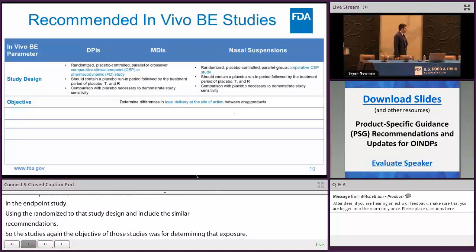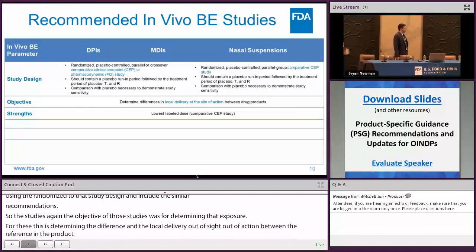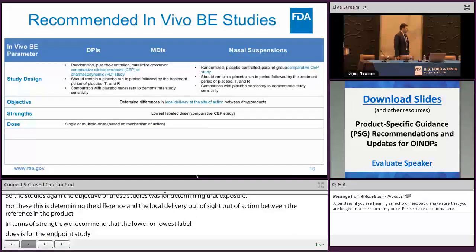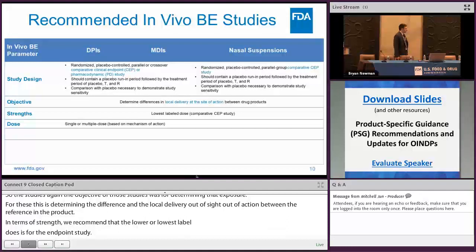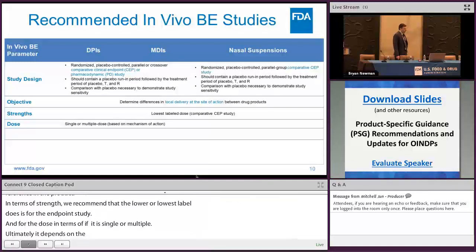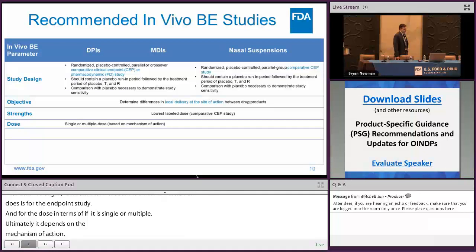test and reference product. In terms of strengths, we recommend the lowest labeled dose, particularly for the comparative clinical endpoint study. For the dose, in terms of if it's single or multiple, this ultimately depends on the mechanism of action. So for your product, if it is fast acting like a bronchodilator, we'd recommend a single dose study. However, if your product is something that takes a lot longer for an effect to be seen, such as an inhaled corticosteroid, we'd recommend the multi-dose study design.